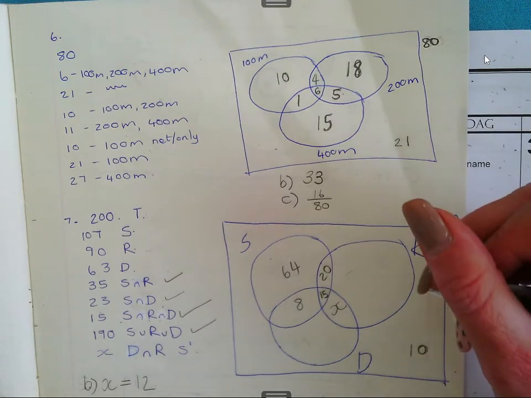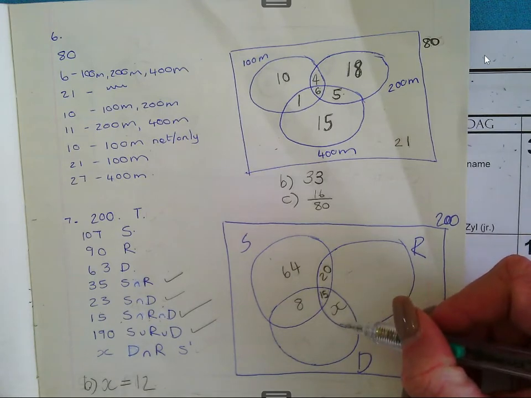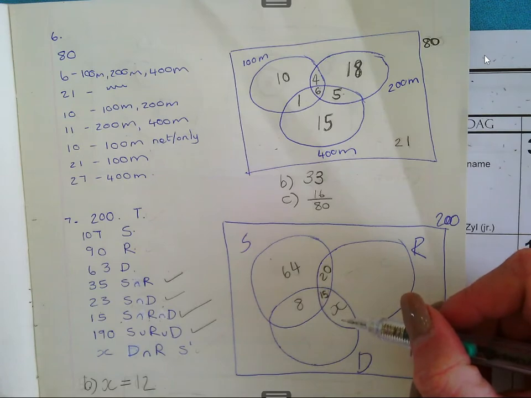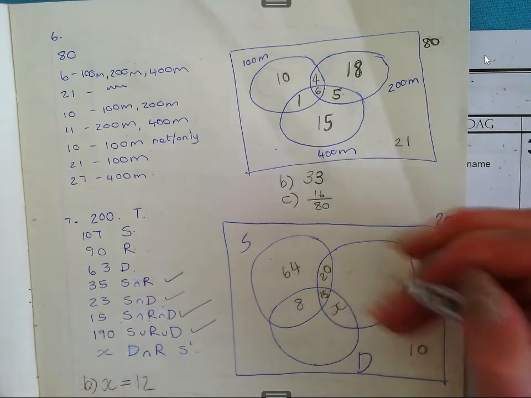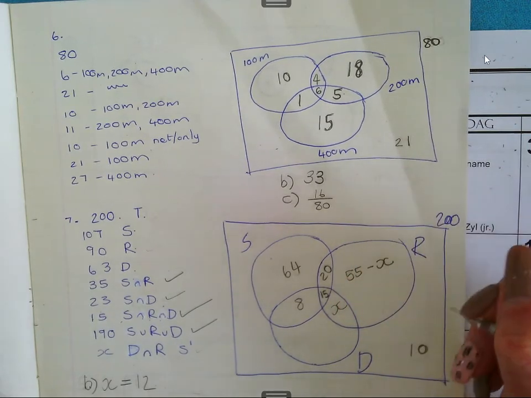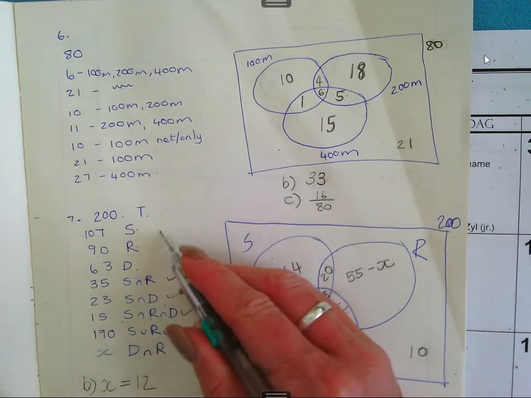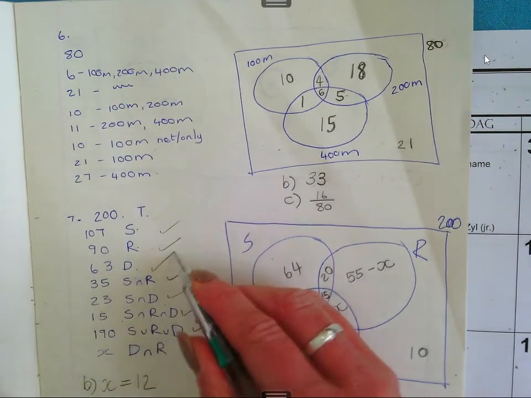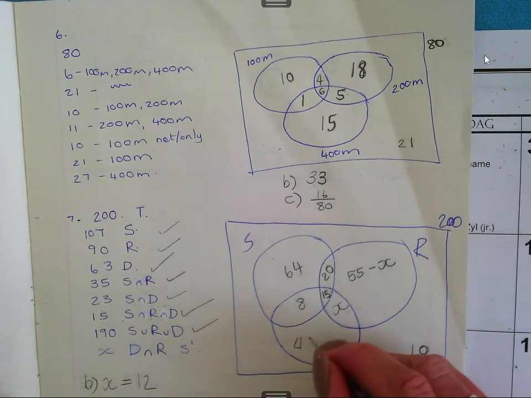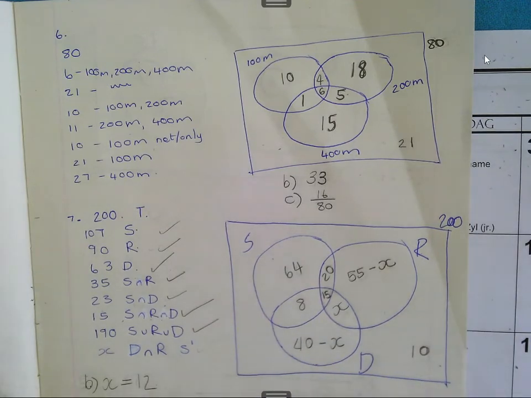Okay, with retirement I've got 90, but I can only subtract the 20 and the 25 and then I'm stuck. But it's still the same variable. So it's not really a problem, eh? 90 minus 20 minus 15, it gives me 55 minus x. And then for debt, I've got 63. That's for the whole debt. So it's 63 minus 8 minus 15, so it gives me 40 minus x. And now I've got my Venn diagram.